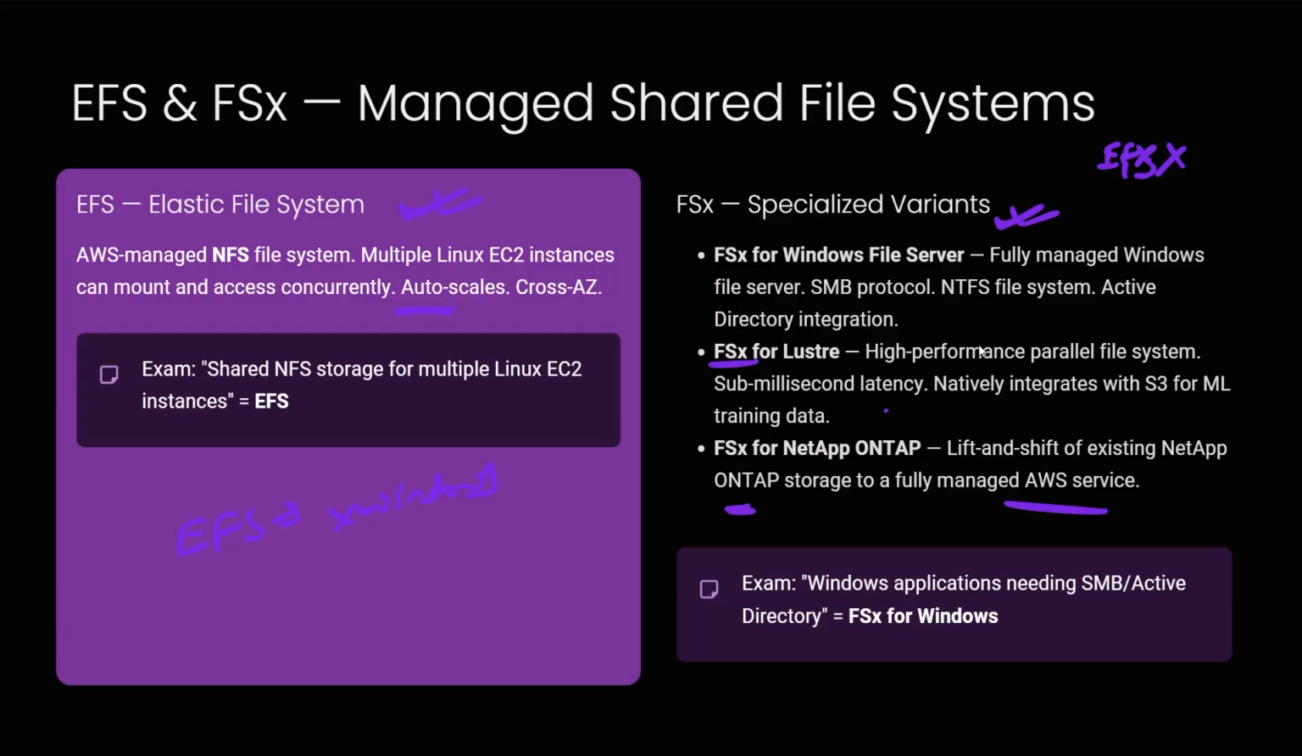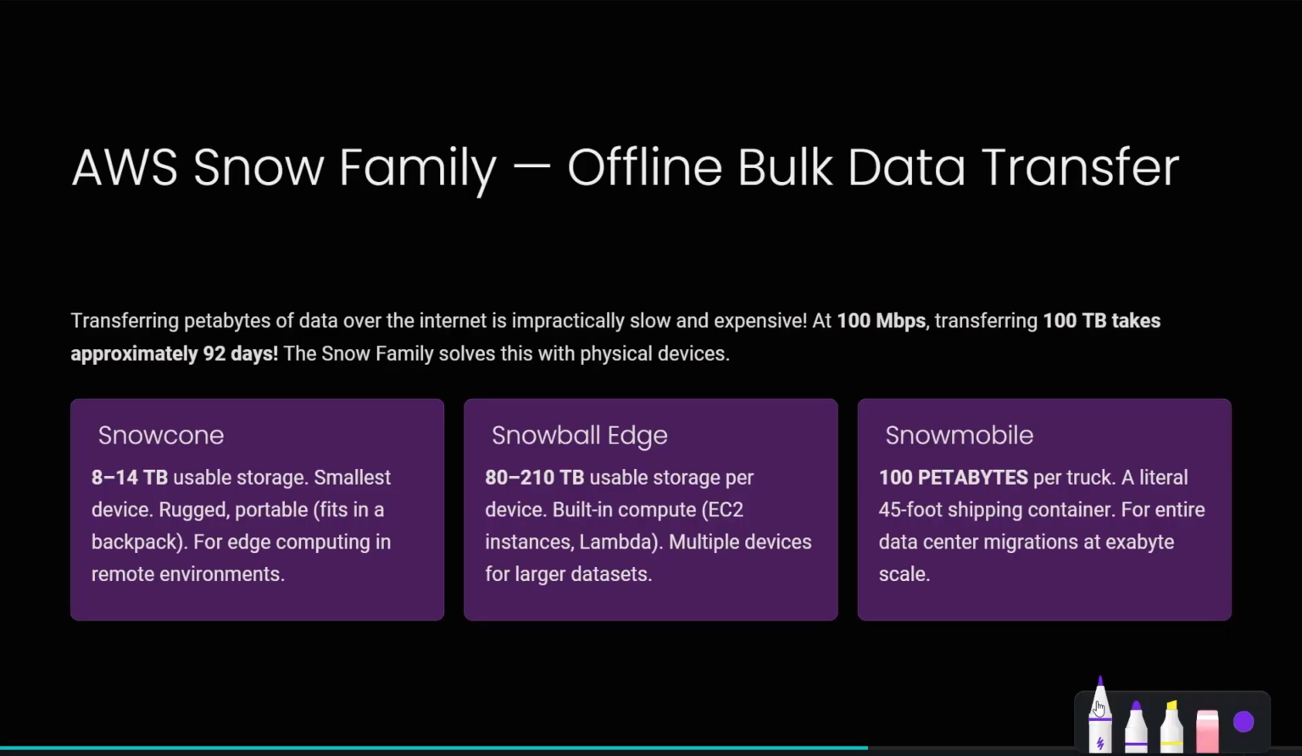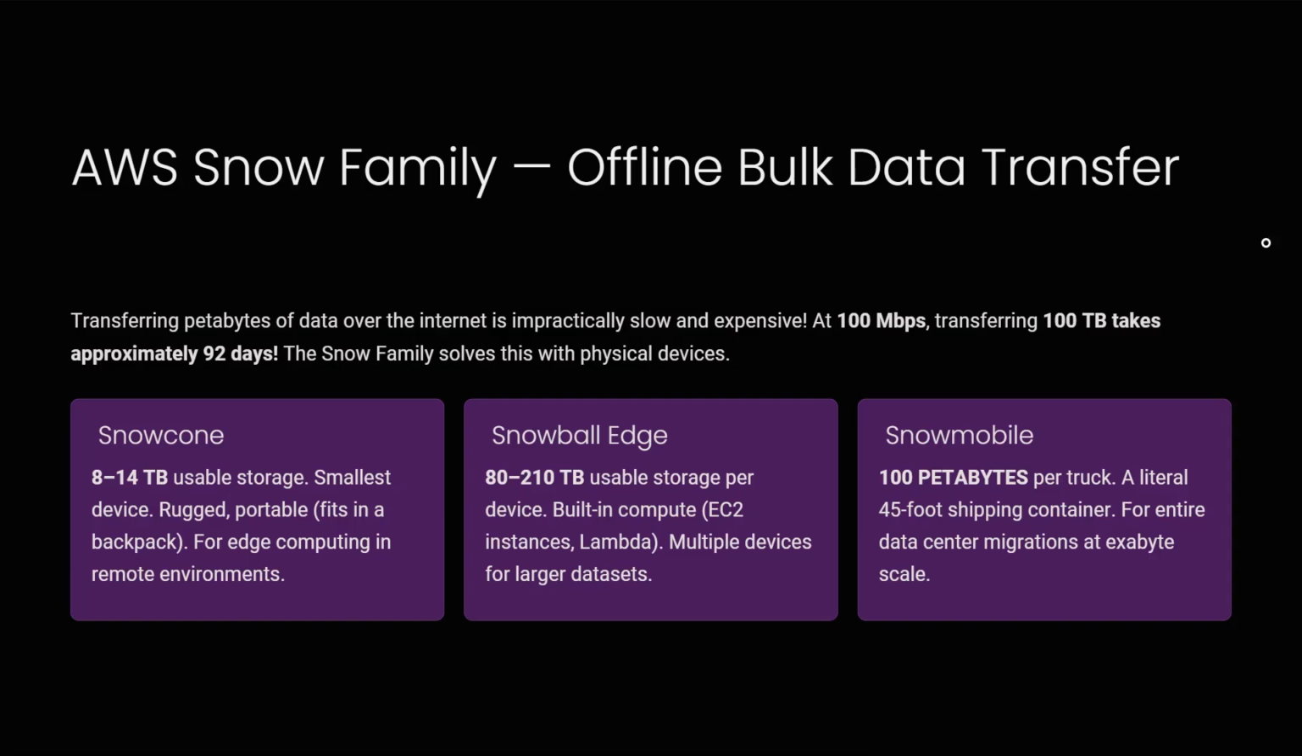Okay, moving on to my favorite topic, the Snow family. Imagine you are a hospital with 100 TBs of old patient X-ray data and you want to move them into AWS. If you try to upload that over your standard corporate internet connection, it could literally take 92 days or 3 months. You can't wait that long. So AWS created SneakerNet. They will literally mail you a physical hard drive and you plug it into your local network, copy your files and hand it back to the shipping company.